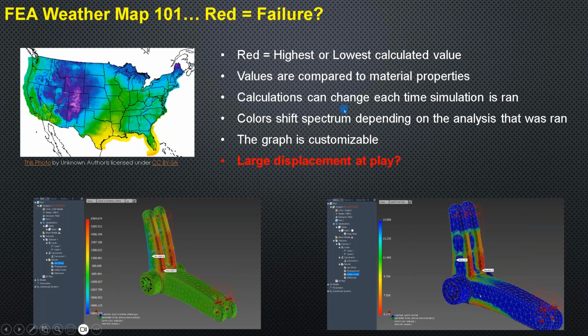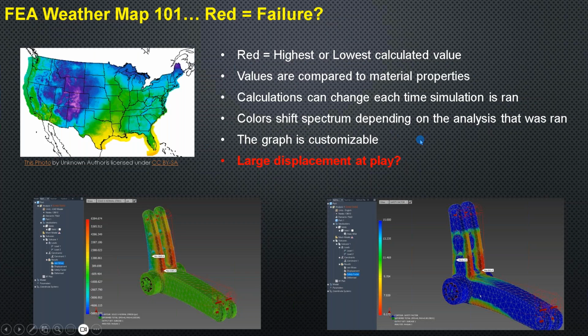The calculations, again, they can change each time you run the simulation. You could run it, go to lunch, come back, rerun it again, and they can change just a tiny amount. And it's all based on how each node element is calculated when the analysis runs. There's no set order that it goes from element 1 to 2 to 3 to 4. It doesn't work that way.